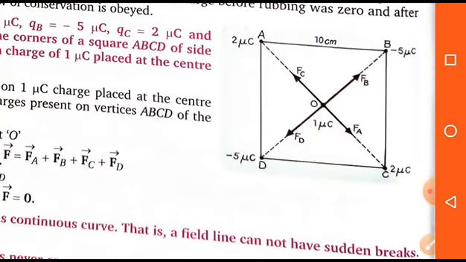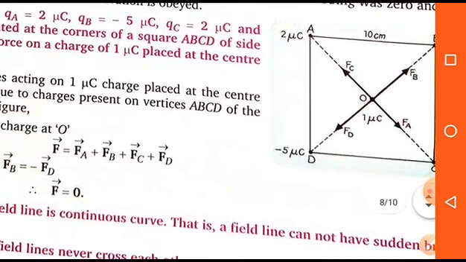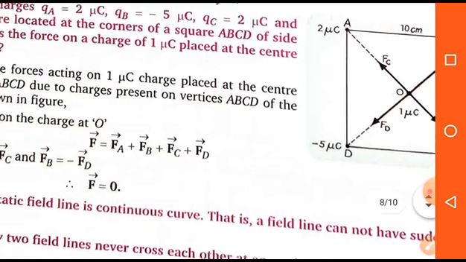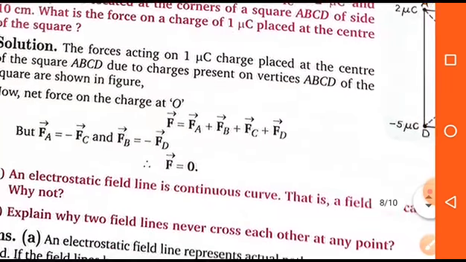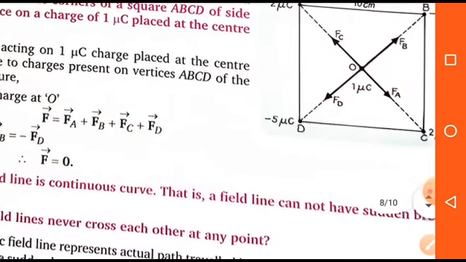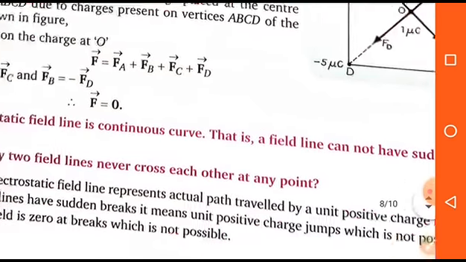So first of all we will find the forces FA, FB, FC and FD from points A, B, C and D, and after that at point O the resultant force will be F is equal to 0, because the values are the same and opposite. So the required net force on the center will be 0.